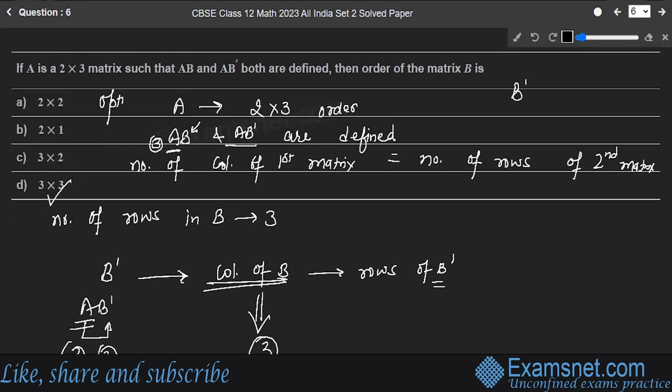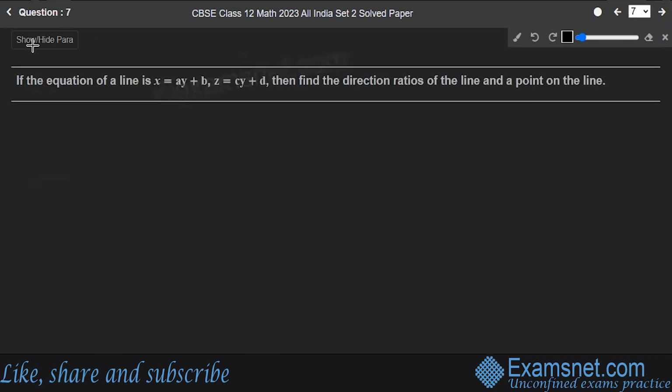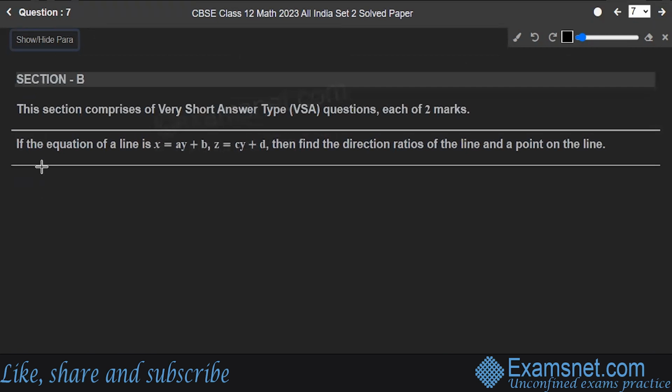Option D is the correct answer. Hope you understood that. Let's move to the next question, number 7. Now we are starting section B, which has very short answer type questions that carry 2 marks each.